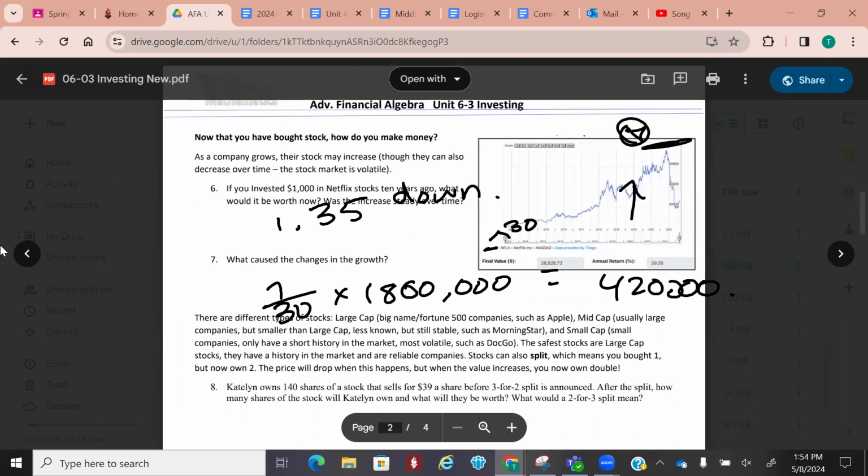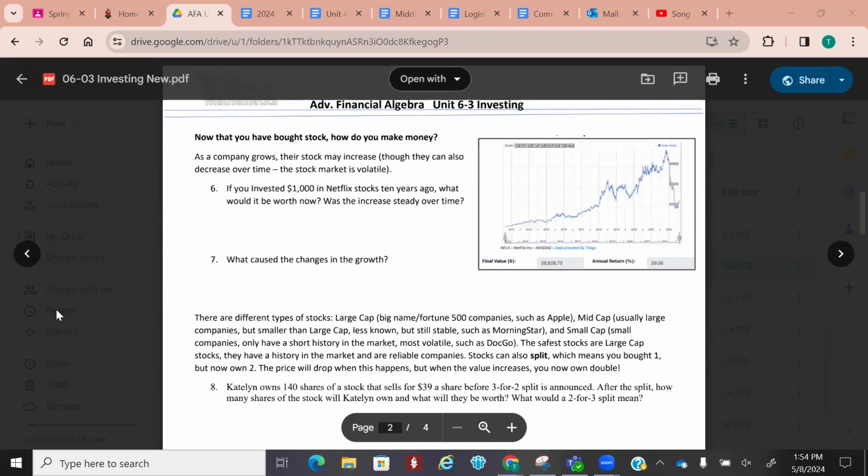Now that you've bought stock, how do you make money? As a company grows, the stock may increase, though it can decrease over time. The stock market value is volatile. If you invested 1,000 in Netflix stocks 10 years ago, what would it be worth now? Was the increase steady over time?